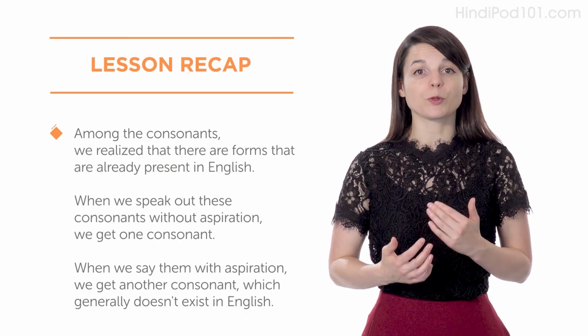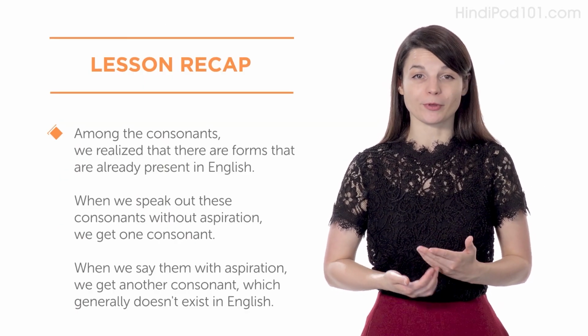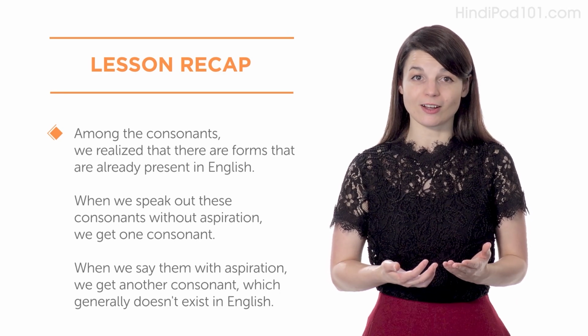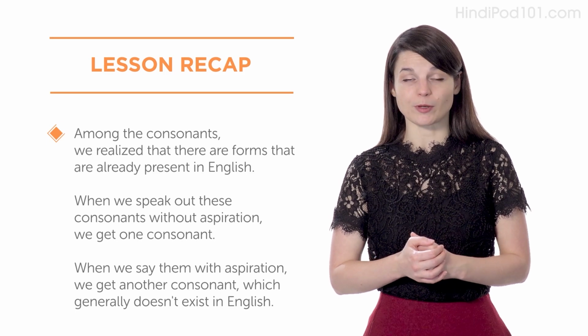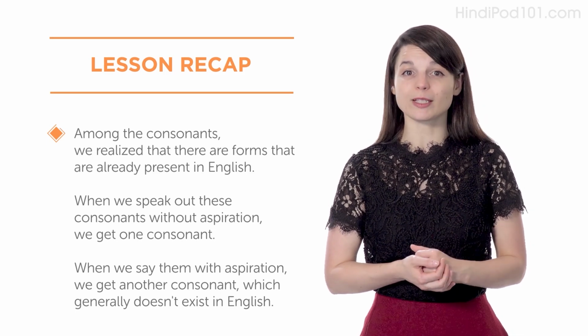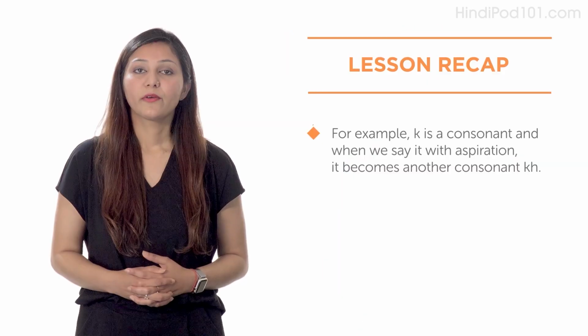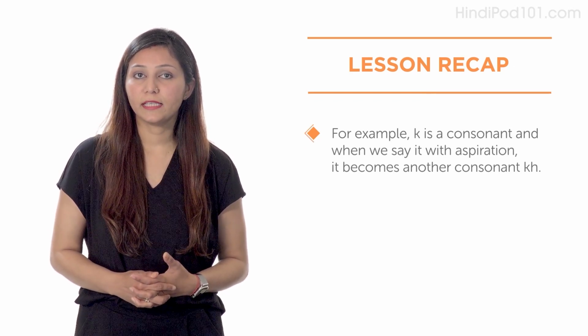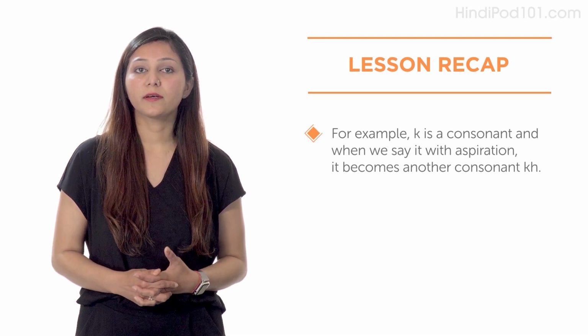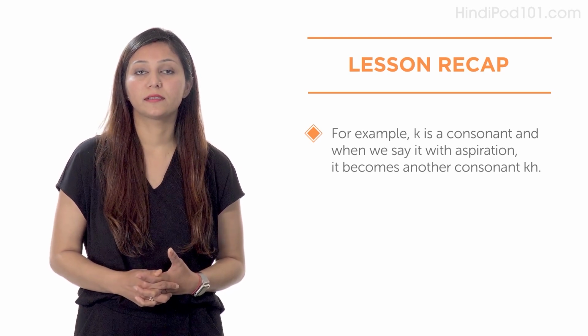Among the consonants, we realized that there are forms that are already present in English. When we say these consonants without aspiration, we get one consonant. When we say them with aspiration, we get another consonant, which generally doesn't exist in English. For example, k is a consonant, and when we say it with aspiration, it becomes another consonant kh.